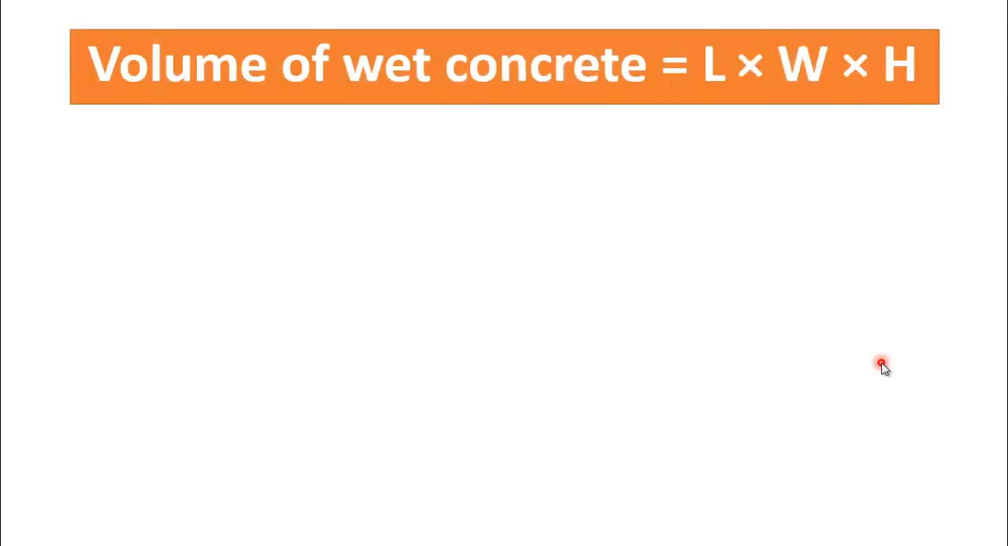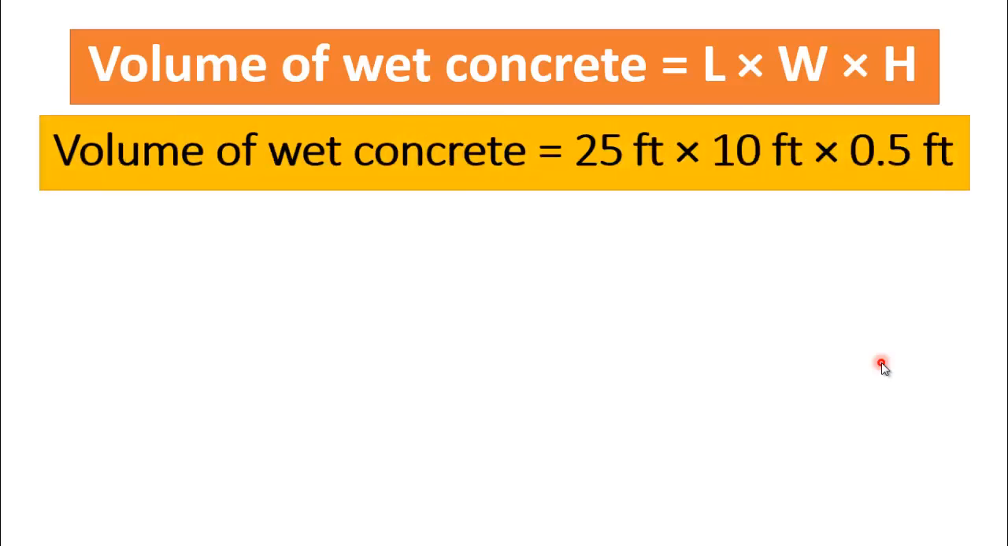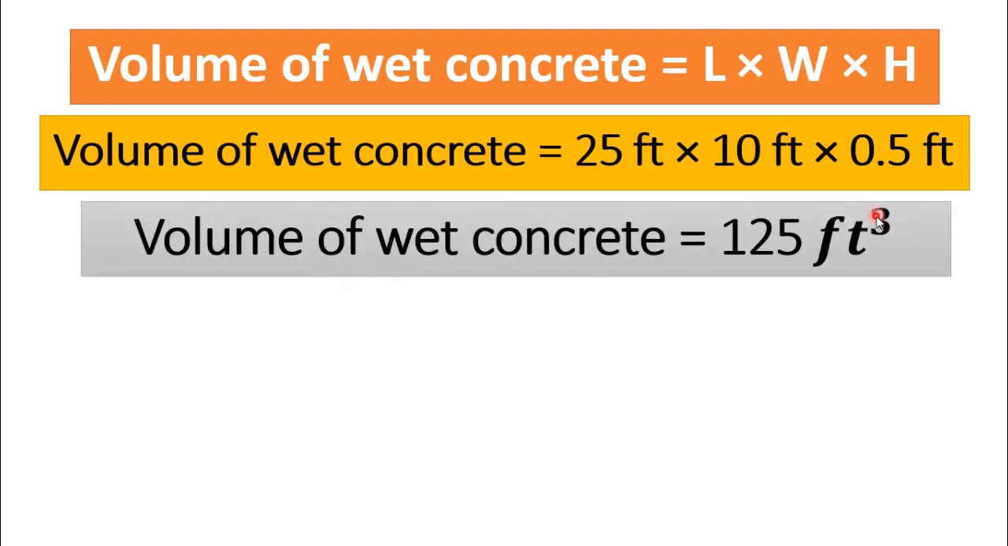The volume of wet concrete is equal to the length multiplied by width multiplied by thickness or height of the slab. Here we will just put the values of length, width and height. We will get the volume of wet concrete. 25 feet is the length of the slab, 10 feet is the width of the slab and 0.5 feet or 6 inches is the thickness of the slab. We have converted the inches into feet to make the units consistent. After simple calculation we will get the volume of wet concrete as 125 cubic feet. This is the wet volume of concrete.